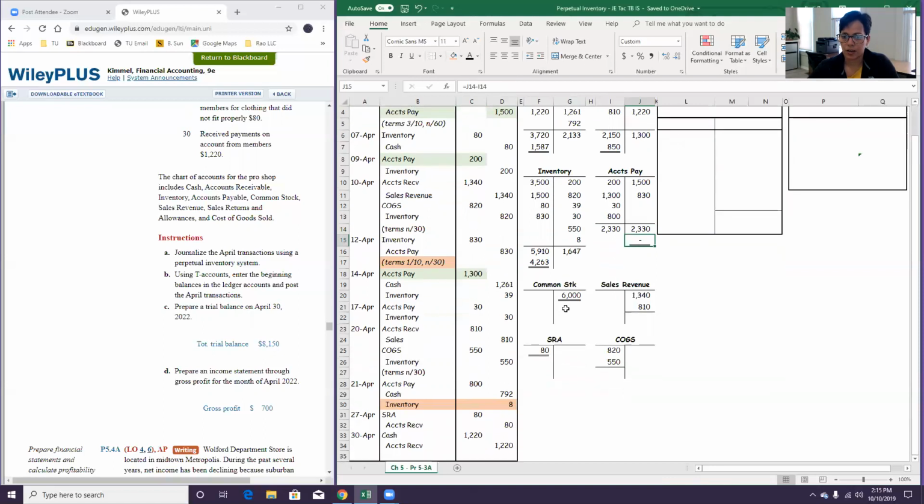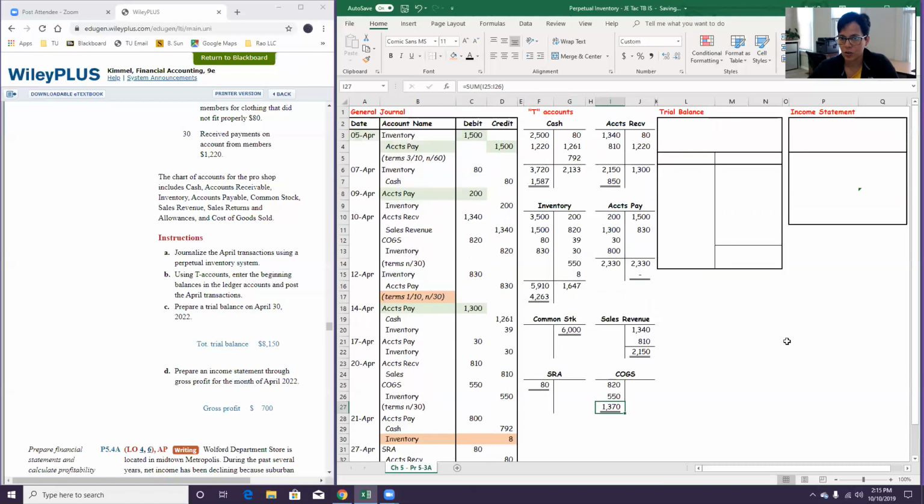Coming down to common stock, I have a double underline under the 6,000. There were no transactions that affected common stock, so the opening balance is effectively the closing balance for me here. Same thing for sales return allowance, there was only one entry. Now for revenues and cost of goods sold, there were two entries, so we just add up the amounts to find out how much we have over there.